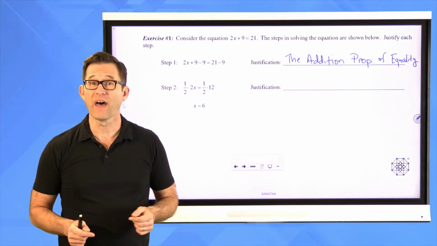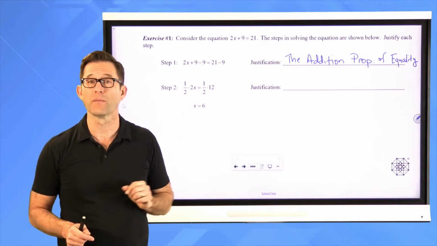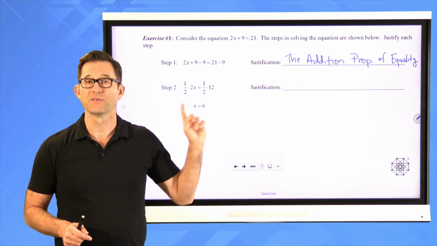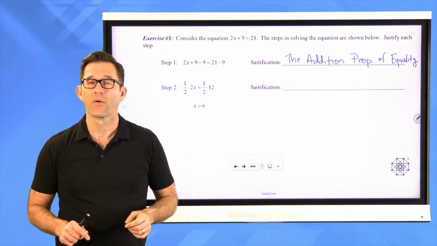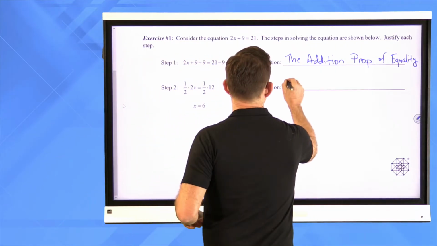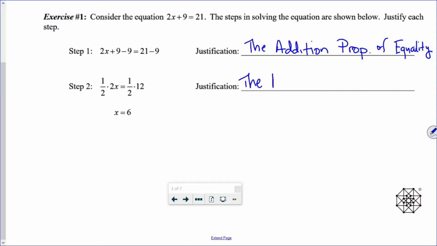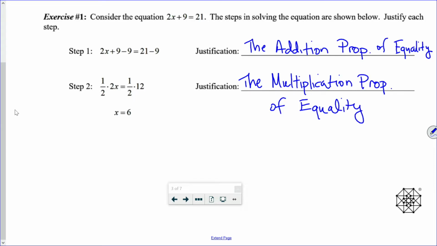Then, once we did that and we had 2x equals 12, we multiplied both sides by 1/2 or divided by 2. Okay, and that is the multiplication property of equality. And of course that gave us our final solution, which was x equals 6.